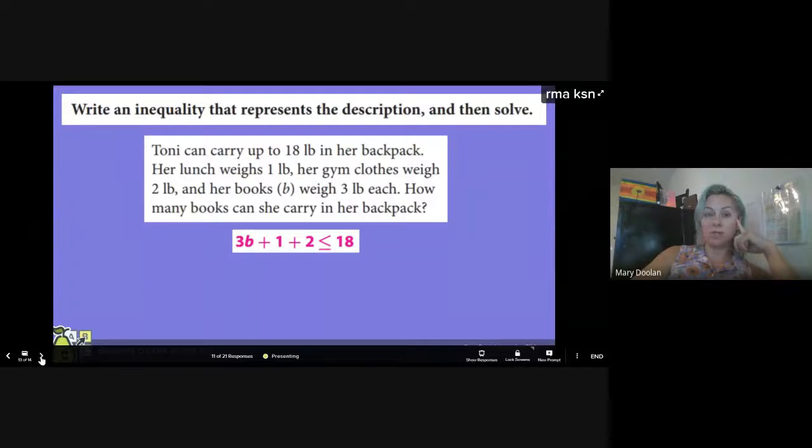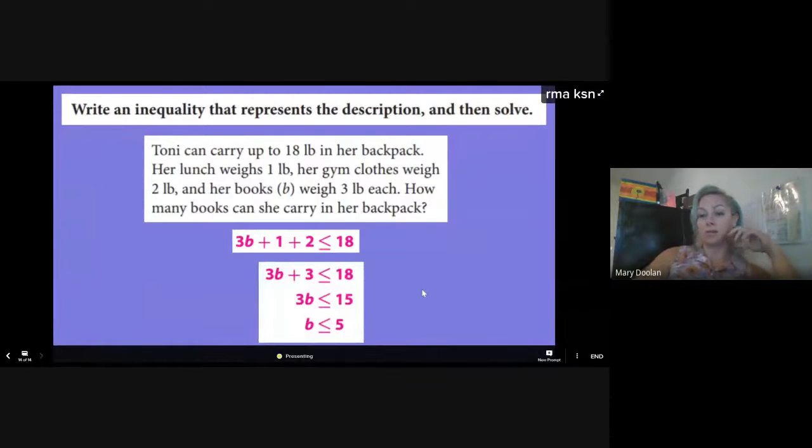Okay, I'm going to show the steps. So right here, this is what I was saying verbally with you guys. 1 plus 2 is 3. And then we're going to combine the 3 and the 18 by using subtraction. So if I subtract 3 from 18, I get 15. 3b is less than or equal to 15. Divide both sides by 3. 15 divided by 3 is 5. All right. That is the end of this set of notes.